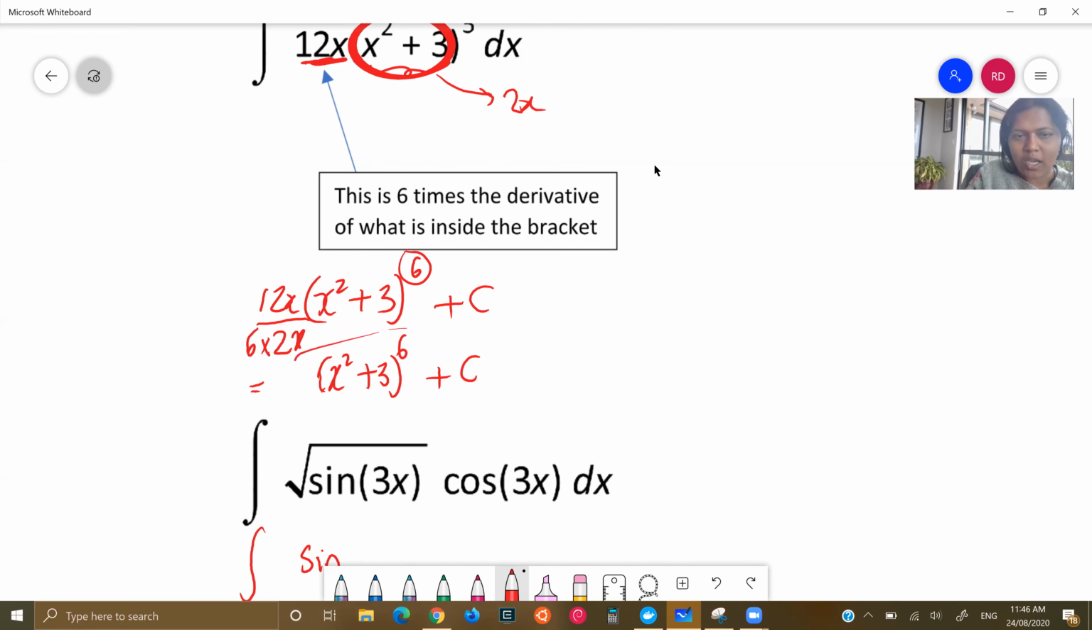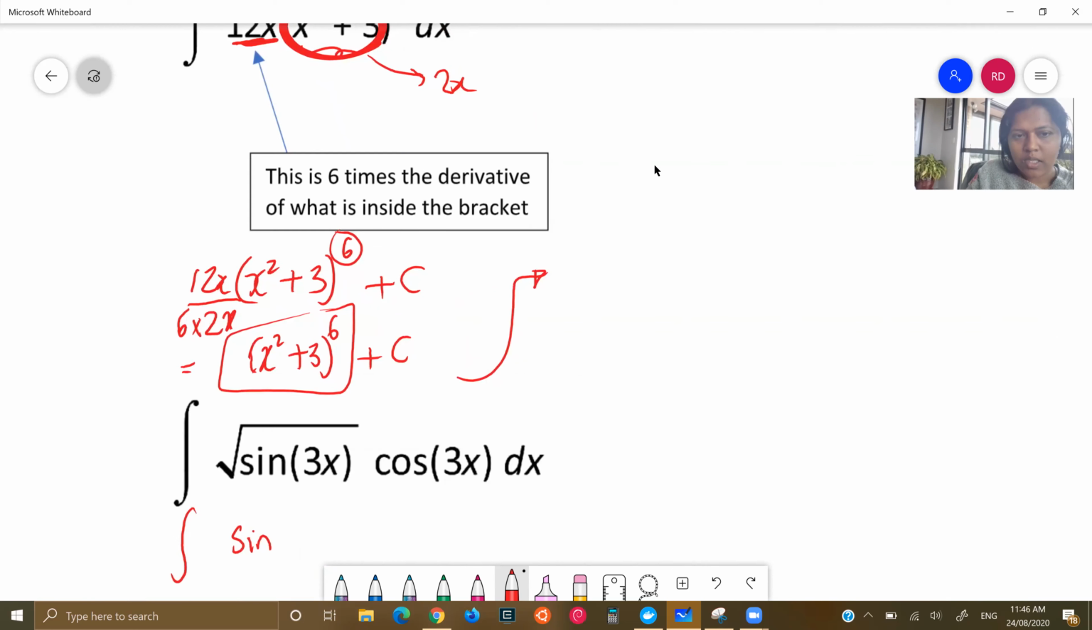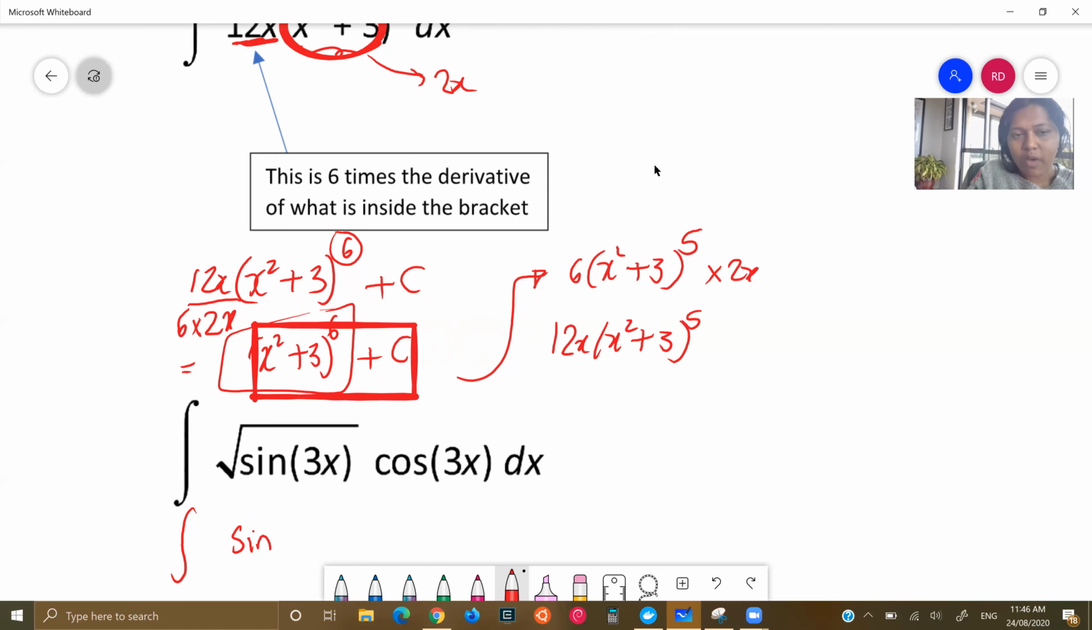So let me just check. Okay, that's really good that we had this problem. So when I multiply it out, I will get 6 (x squared plus 3) to the power of 5, and then I'm going to times by the derivative, which is 2x, and that simplifies to 12x (x squared plus 3) to the power of 5. So this is the answer. I apologize. So you have to divide by not just the derivative, but also by the new power.